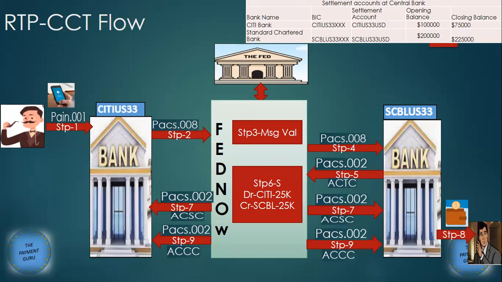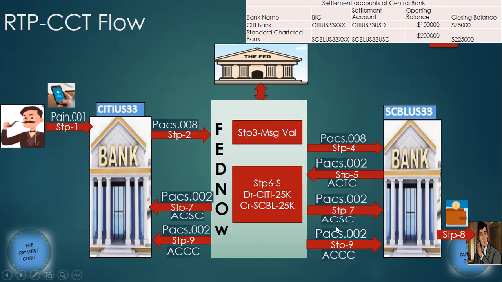Now, these are all the status messages which come with different status codes. One is ACTC. If you see this one, that means the technical validation has completed before the credit happens to the beneficiary customer, which happens in step number 8.